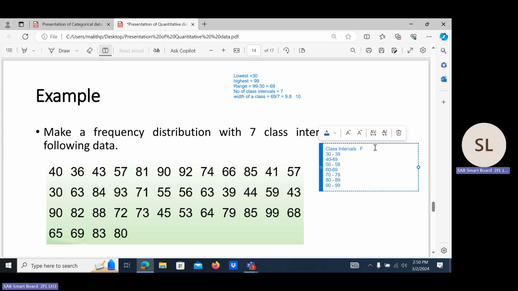Okay, then we need the frequency value. We denote it as F. Then how to calculate the frequency value? Using the tally marks. Or you can take the count. Okay. Then hurry up, do that one and tell me the frequency value of each class interval. What is the frequency? Do that one and tell me.